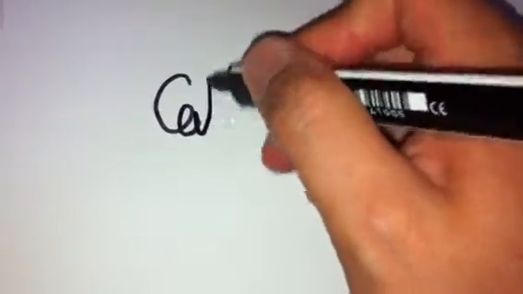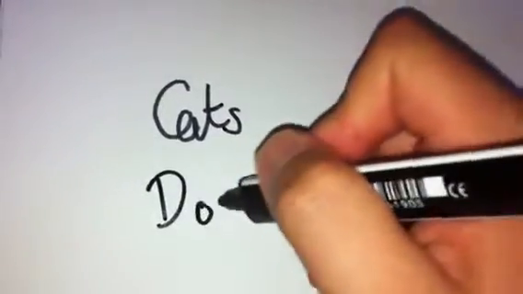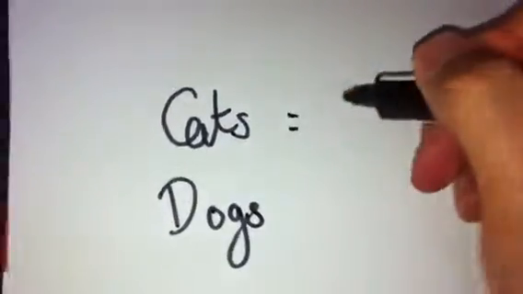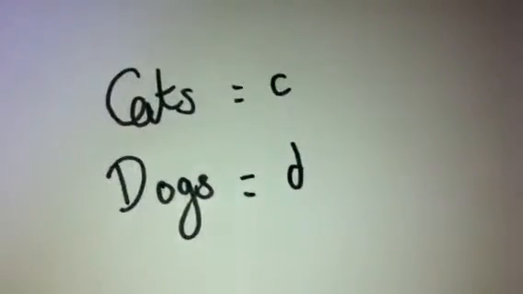Let's do some simple algebra. Right, let's imagine we go to a store and we buy some cats and some dogs. We go to a pet store. Let's let the cats equal C and the dogs equal D.